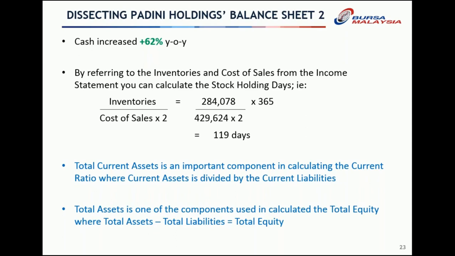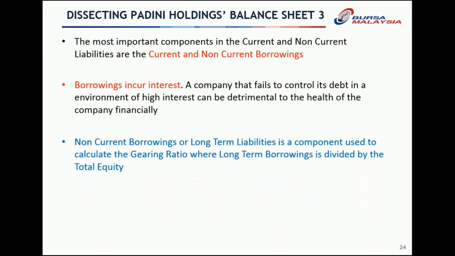Normally to offset that, the company may have to borrow, or further down the road, boost sales so that they have better profit, which they can use to offset. So when the current ratio is less than 1, it does show that the company could be under pressure to meet its current commitments. Total assets is one of the components used in calculating the total equity, where total assets minus total liabilities gives you the total equity.